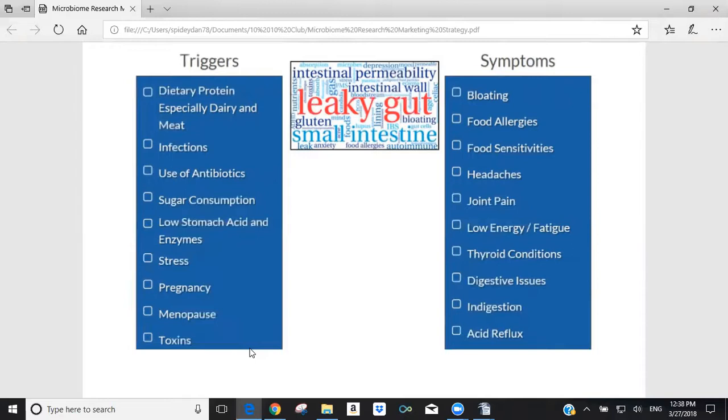So when you look at the symptom side, do they have bloating, food allergies, food sensitivities, headaches, joint pain, low energy or fatigue, thyroid condition, digestive issues, indigestion, acid reflux? Well, the more symptoms that they check off, the greater the probability that they have a leaky gut. And so you can use this simple tool to be able to help identify people who might have a leaky gut.